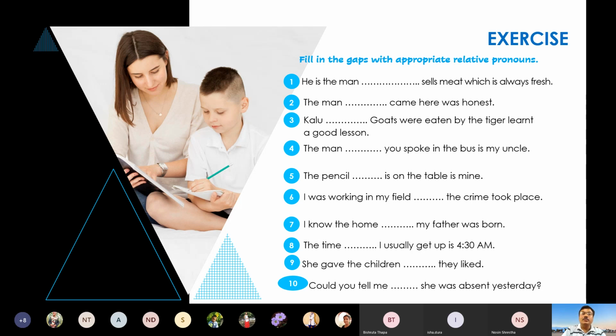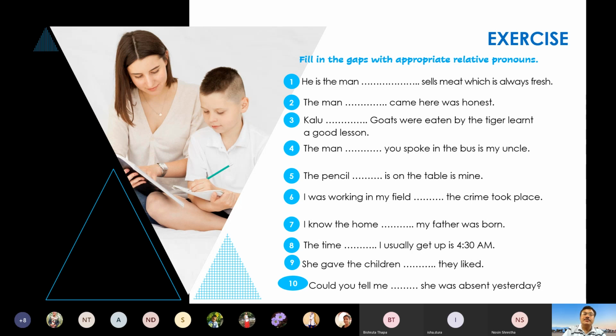I know the home where my father was born. Where my father. Okay. And the time when I usually get up is 4:30 a.m. The time when. Okay, when I usually get up is 4:30 a.m.